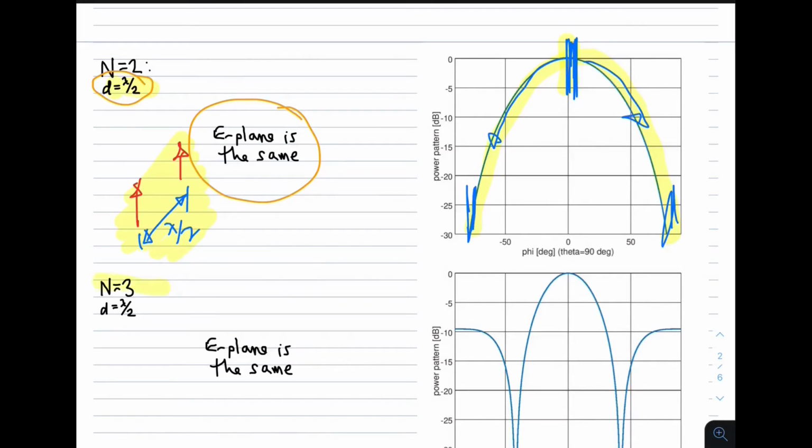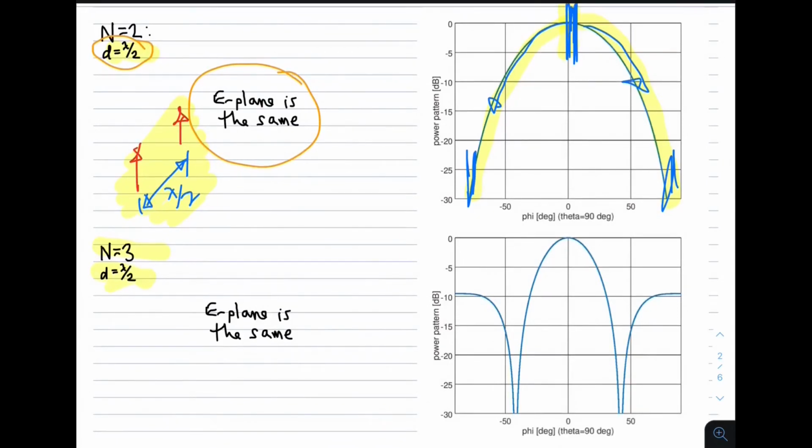If we increase the number of elements to n equals 3 and keep the spacing the same, you get what you might anticipate. That is a narrower beam. The beam becomes narrower because the array is bigger. And this is the precise form you get for n equals 3 wavelength by 2 spacing. You may note, however, that there is this thing coming back up. Well, that's just a side lobe. And remember, this is only half of the pattern because we're going from minus 90 degrees to plus 90 degrees. So if we draw a polar plot of the whole pattern, it would look something like this. We're just showing this part of the pattern.